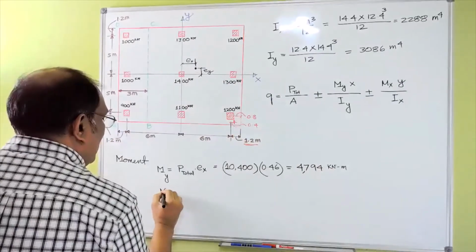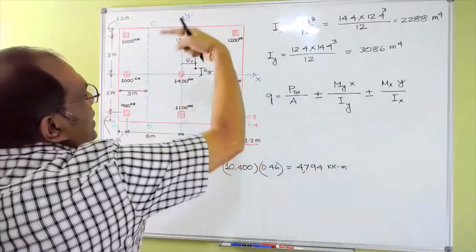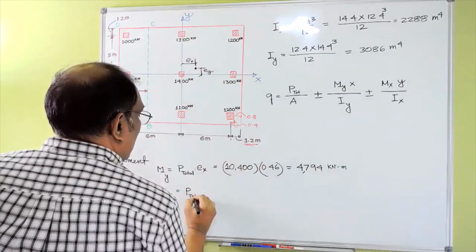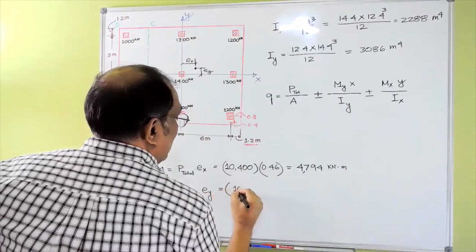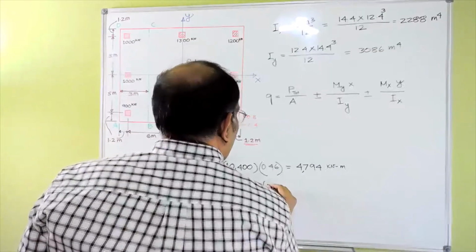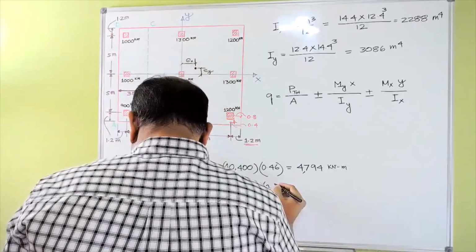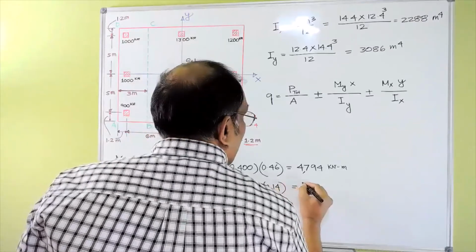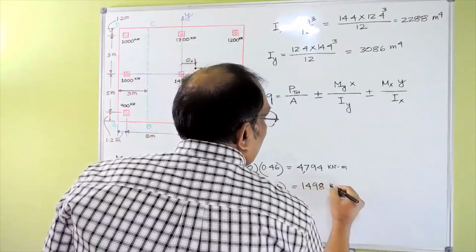And your M along the x-axis. This is your x-axis, so the moment along this way is actually P total into Ey. That's 10,400 multiplied by 0.14, which is 1,498 kilonewton meter.